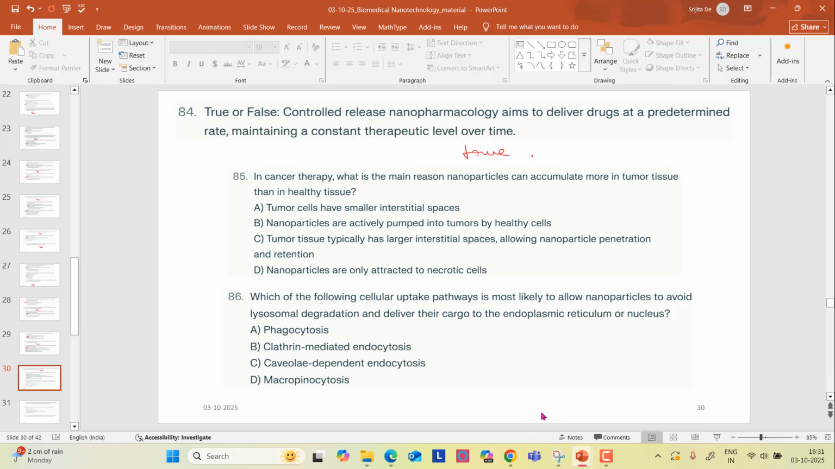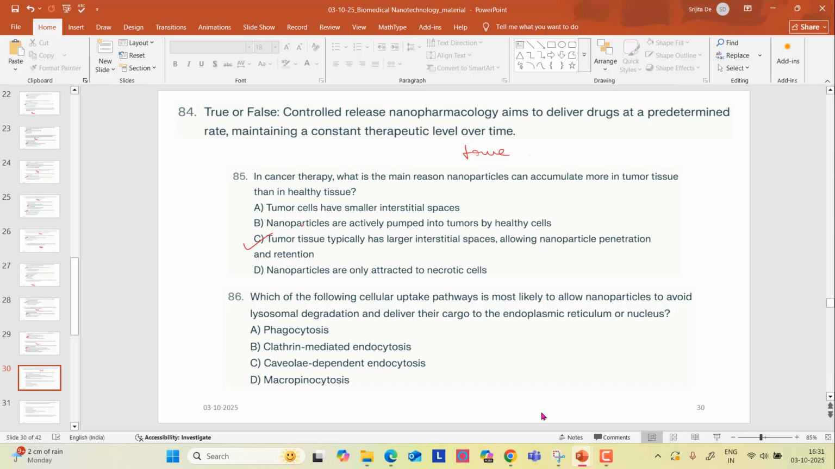Tumor cells have smaller interstitial spaces. Nanoparticles are actively pumped into tumors by healthy cells. Tumor tissue typically has larger interstitial spaces, allowing nanoparticle penetration and retention. Nanoparticles are only attracted to necrotic cells. Option C. Yes, this is the larger.